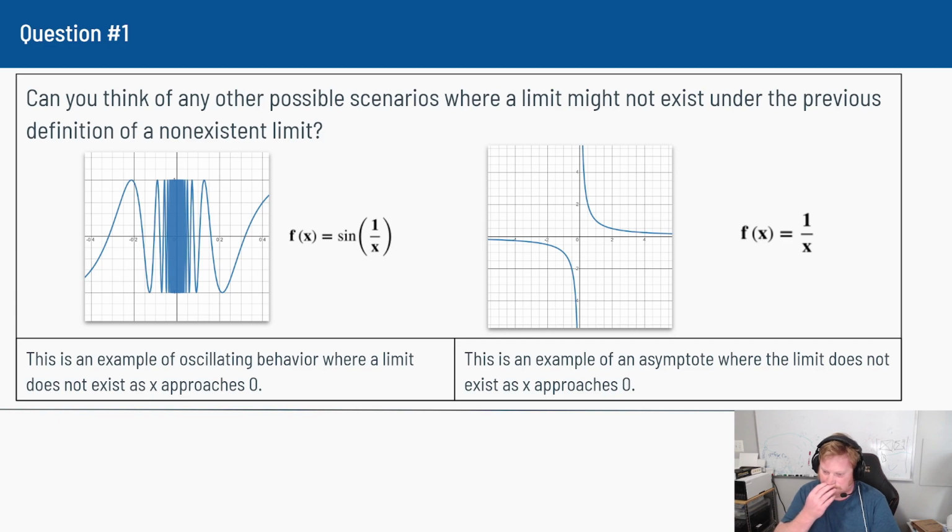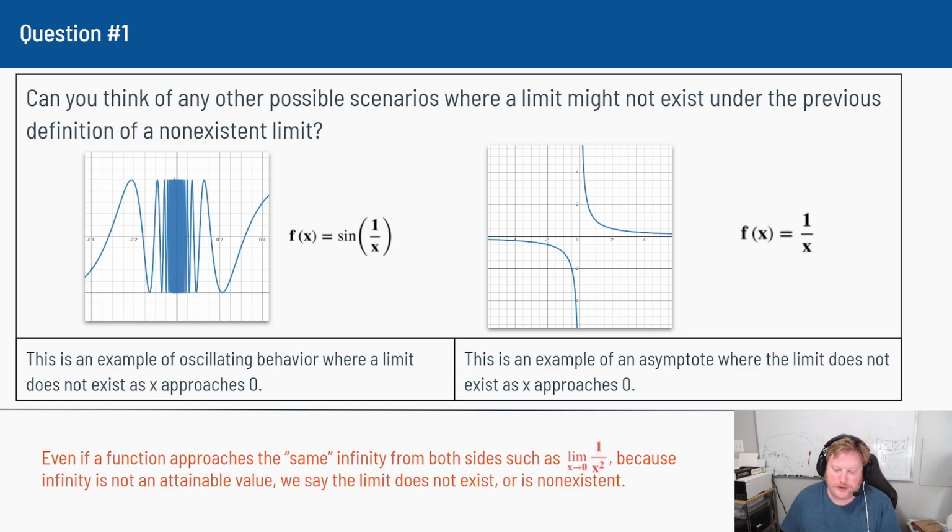And another example, this is an example of where we would have an asymptote. A limit does not exist at an asymptote because from the left and the right, as x approaches 0, the function approaches either positive or negative infinity. In fact, even if a function approaches the same infinity, for instance, the limit as x approaches 0 of 1 over x squared, both sides of the function approach positive infinity. But because infinity is not an attainable value, we still say that the limit does not exist, or that it is non-existent.